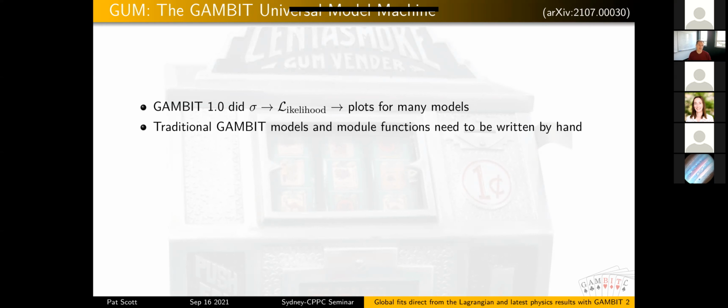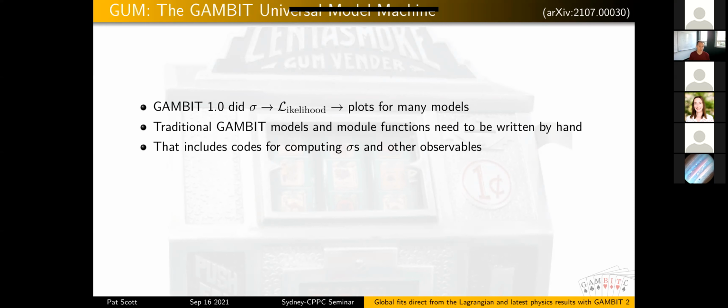Now, the difficulty here is that the traditional way of setting this up in GAMBIT is that you basically have to code the models and these module functions that would do the theory calculations by hand. You could make use of external codes. You could hook up to basically any external code as what we call a backend. A lot of the theory calculations were based on doing that. Not all of them; some were implemented natively in GAMBIT. But it meant that there was still significant overhead in implementing a new model in GAMBIT.